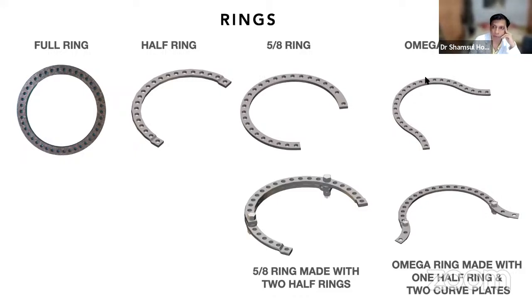Then we have omega rings for the shoulder. If you don't have the 5x8 rings and you want to make one, you can just make 2 half rings to make 1 5x8 ring like this. Or similarly, you can use 1 half ring and use 2 curved plates to make an omega ring. So these are the custom made. These are Jugaad technology you can use if you don't have one.